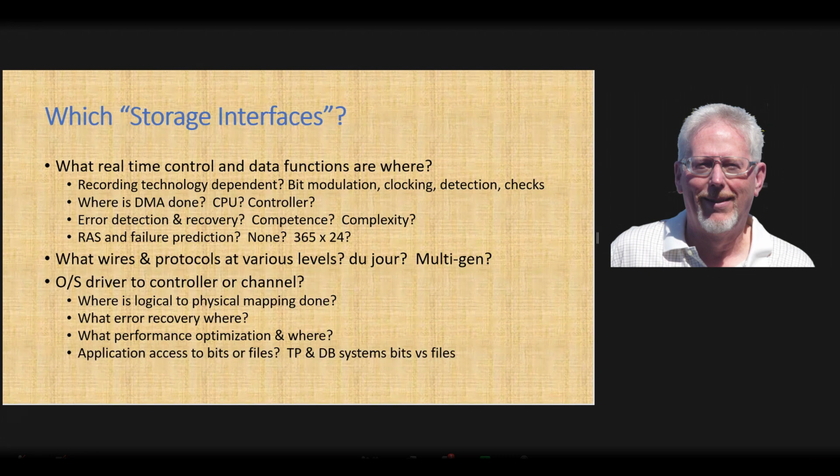And finally, in the large systems world anyway, reliability, availability, and serviceability and failure prediction were quite critical in building subsystems. What wires and protocols at various levels, were they architected, multi-generation, or ad hoc and de jure? And finally, what did the operating system driver and how did it interface to the controller or channel? Logical to physical mapping, of course, in the beginning, it was all physical access. Now it's primarily logical. How was error recovery handled, and what performance optimization?